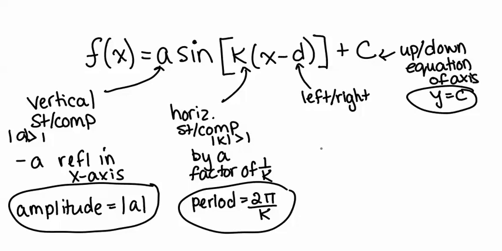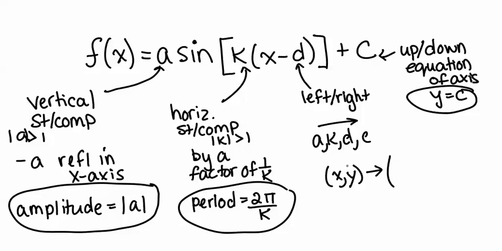I told everyone in class that you could just apply the transformations one at a time while graphing them in the order of A, K, D, and C. You could just apply transformations in that order to your graph, or you could plot your key features. Or another way is this weird way, mapping notation. So it's where you take each key point, x, y, and you just apply transformations to each of them.